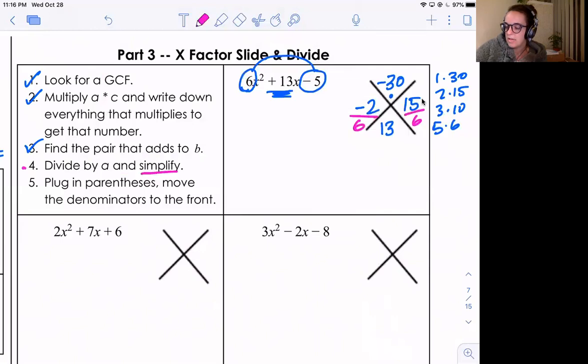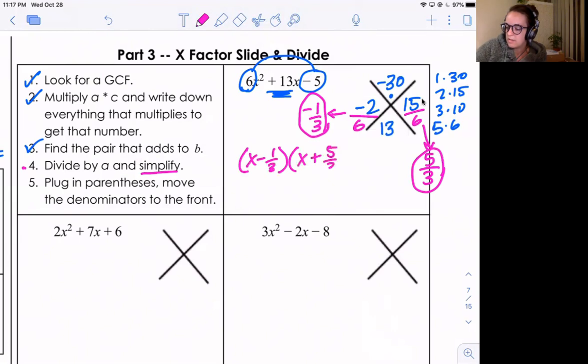So negative 2/6 would turn into negative 1/3. And then 15 over 6 would turn into, divided by 3, 5 over 3, like that. So those are my two numbers. I'm going to put them in here. x minus 1/3, x plus 5/3.